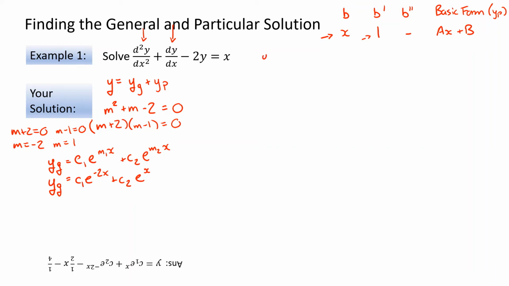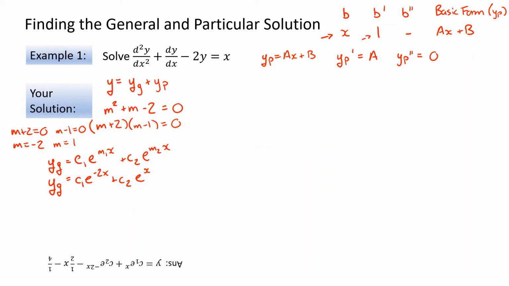So we have that our particular solution is ax plus b. Our derivative of it, I'll call it yp prime, is simply a, because the derivative of ax is a, the derivative of b is 0. And our second derivative, yp double prime, is simply 0, right? Because the derivative of a constant is 0.